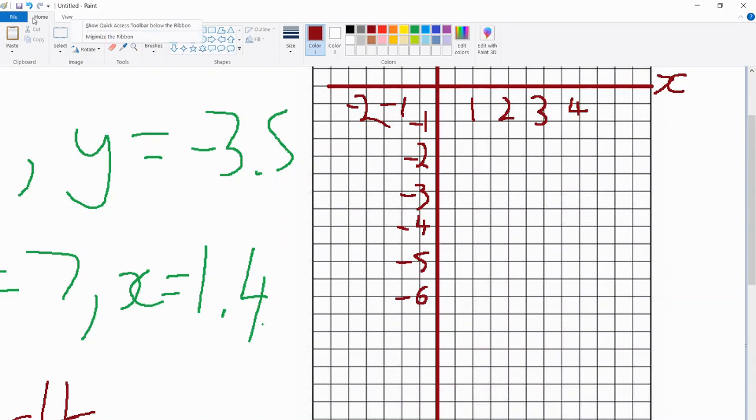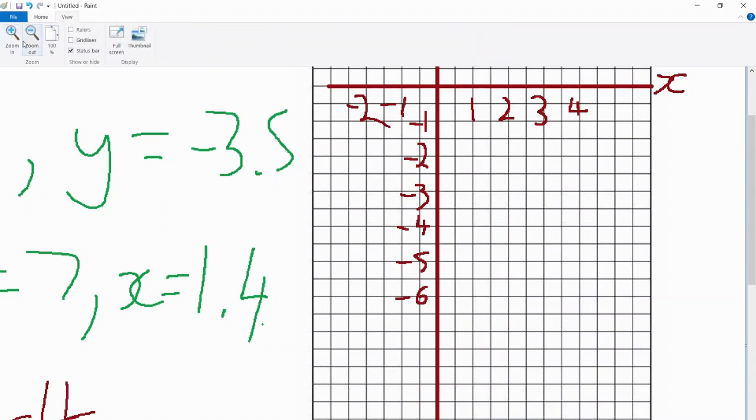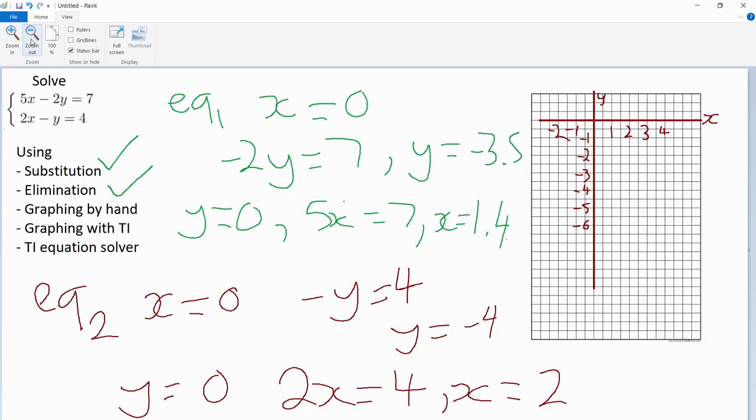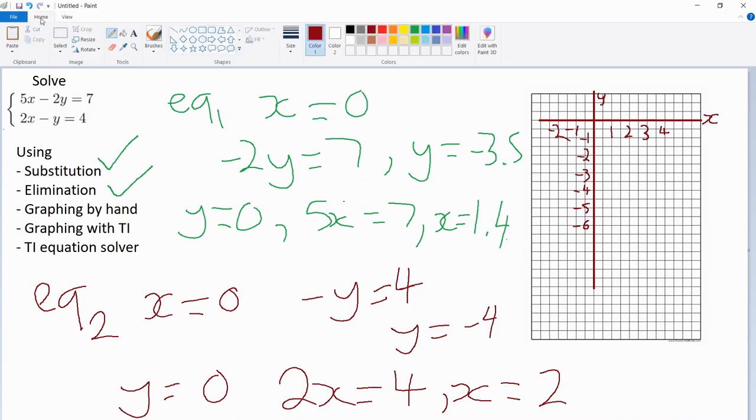Yeah, I probably should have put them on the other side. All right, too late. Let's just do it. Okay, so let's get back to that. Get some colors going on here. We'll do green. Equation 1. All right, that's 1.4.